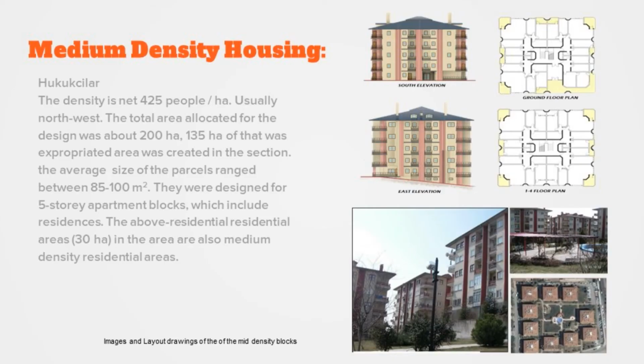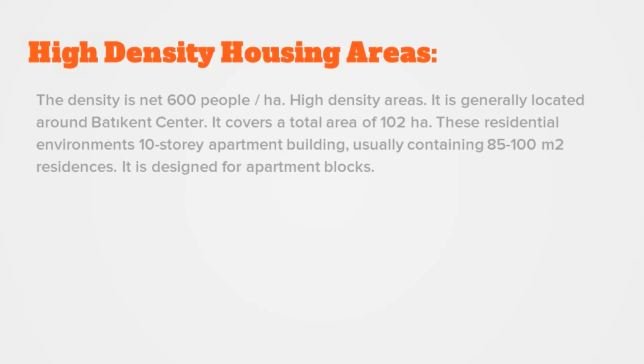The medium density building, which is Fukokshira, was designed by Professor Sami Elridis. It's meant for 225 people per hectare, with 85 to 100 square meters in net area. It is a 5-story block and also designed with open green spaces, usually at the middle of the parcels.